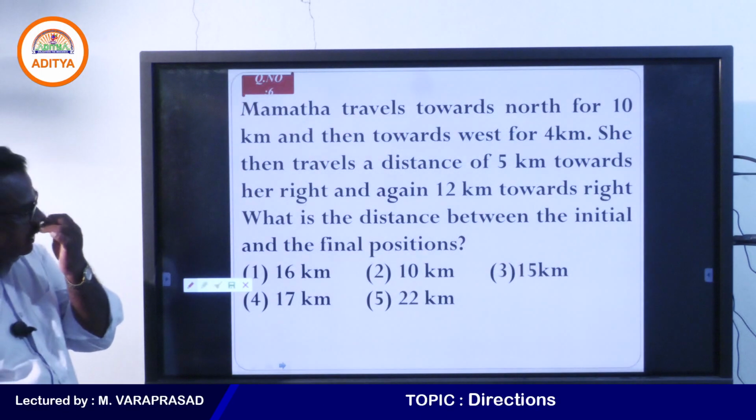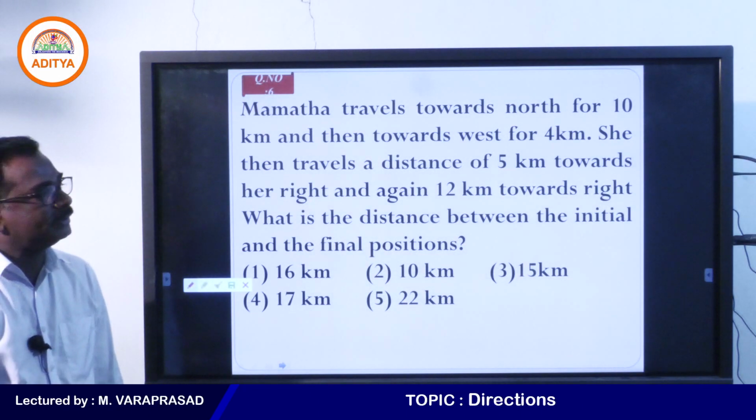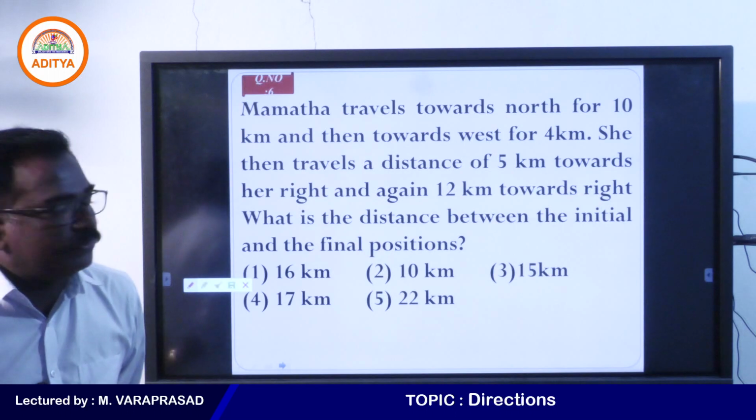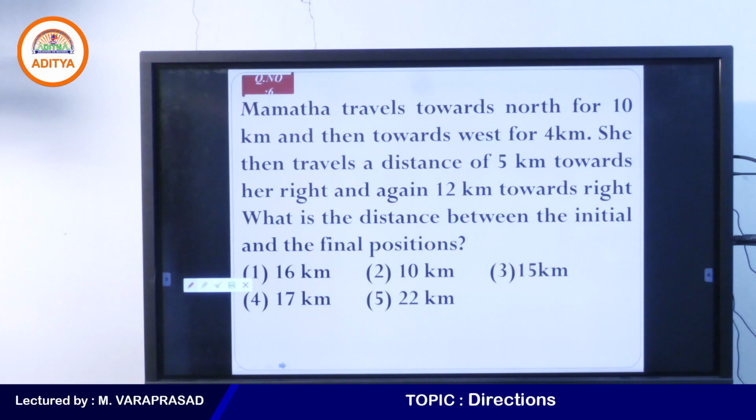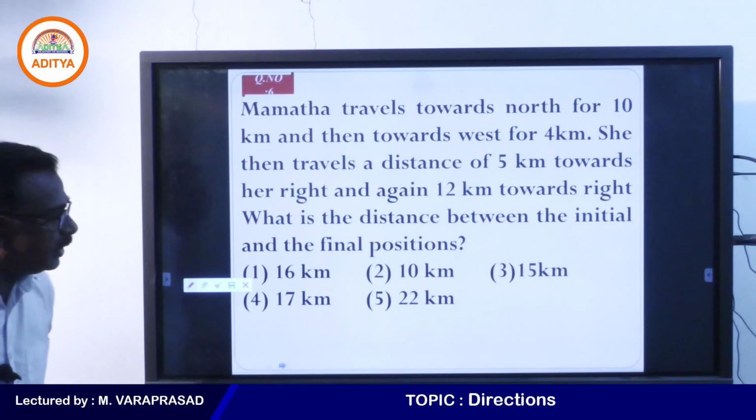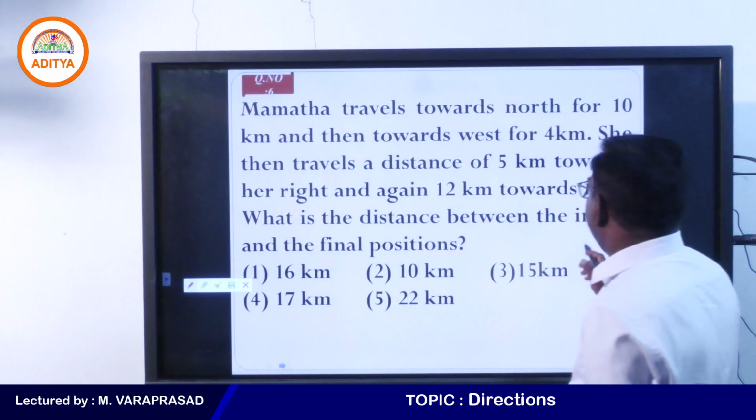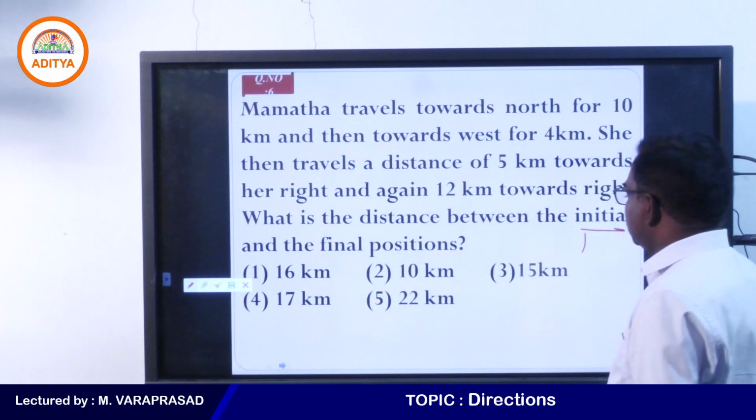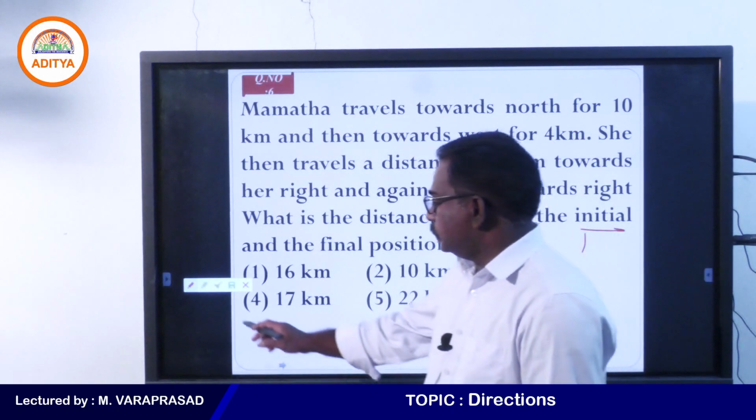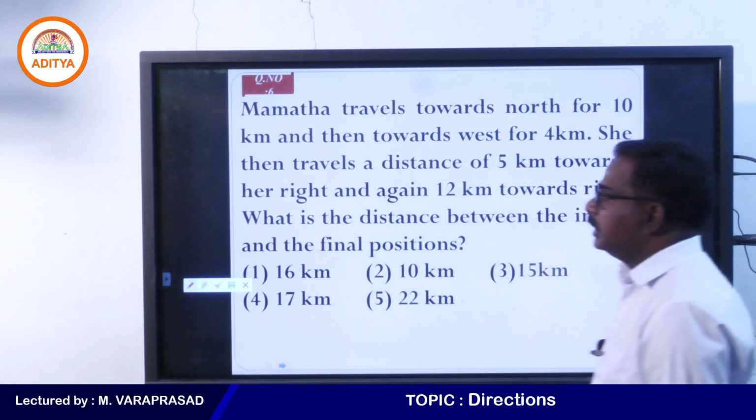Mamata travels towards north for 10 kilometers and towards west for 4 kilometers. She then travels a distance of 5 kilometers towards her right and again 12 kilometers towards her right. So, what is the distance between the initial and the final positions? Yes, my students, same model question only. Just try to get the answer here.